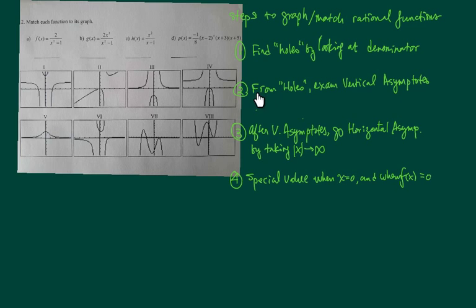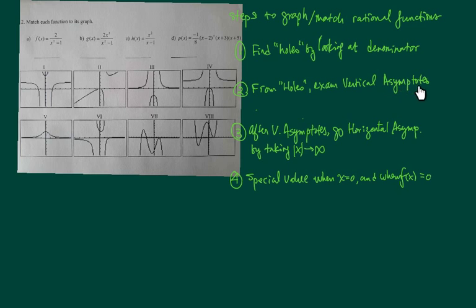The reason we want to find the holes is because then we can examine the vertical asymptotes of the function. What happens when the function is close to the hole where the function is not defined? Typically, the function blows up to positive infinity on one side and negative infinity on the other side. And that's why the function is not defined.